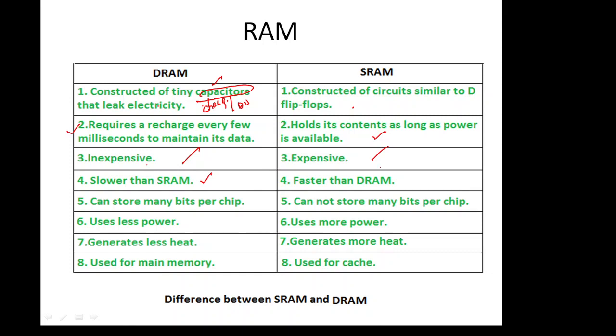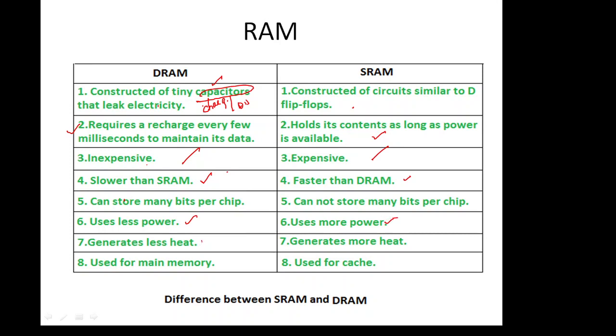These static RAMs are very much faster. Why? Because the flip-flop circuitry is very much faster than the capacitor circuitry. DRAMs can store many bits per chip, whereas static RAM cannot store many bits per chip. So DRAM uses less power, but static RAM uses more power.